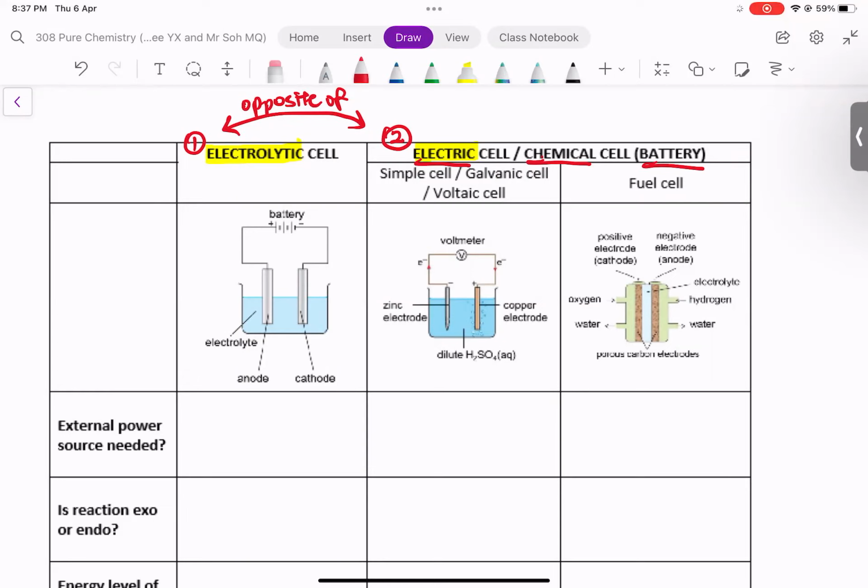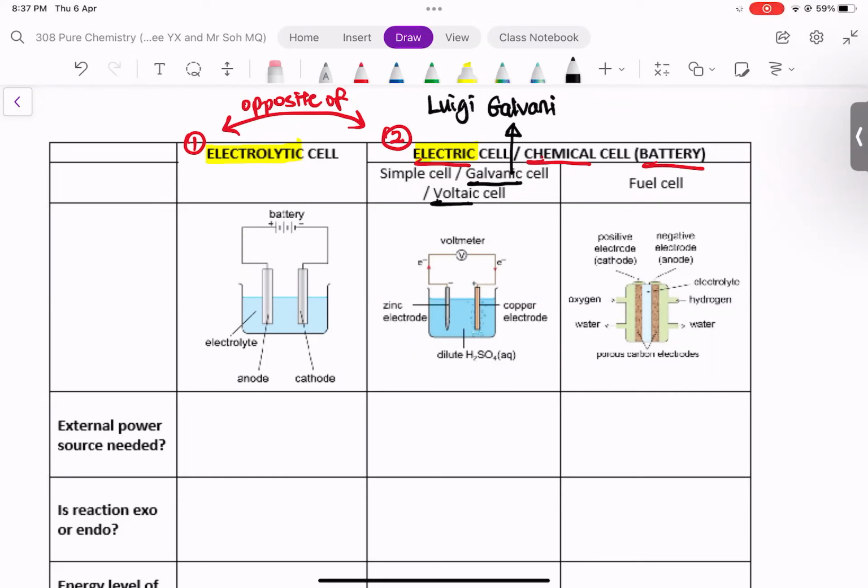Now, in case you're wondering, why so many names for the same thing? Why so many names for electric cell? Because they are named after different people. So this is a bit of history. The galvanic cell is named after Galvani. His full name is Luigi Galvani.